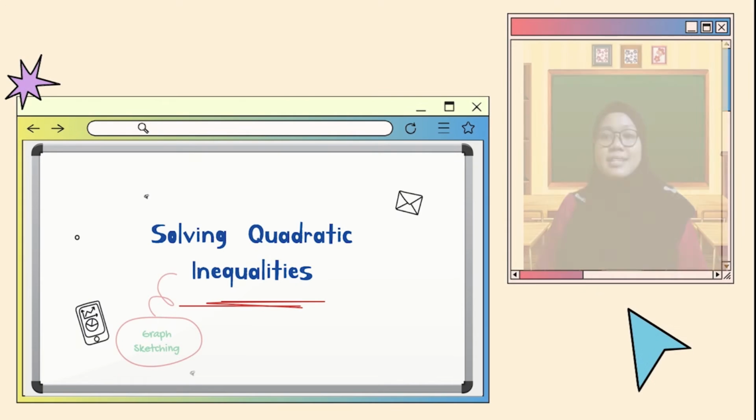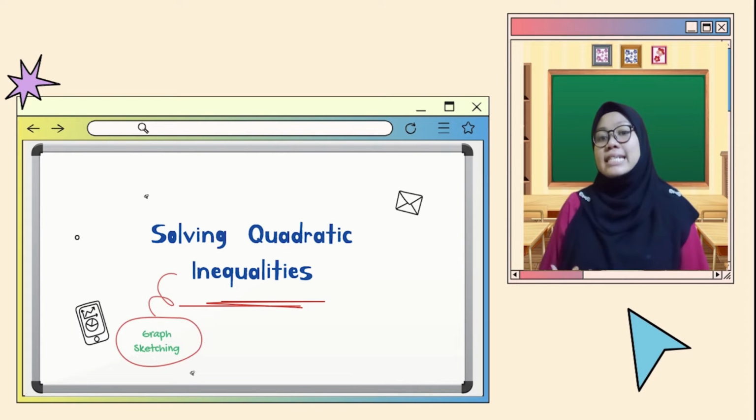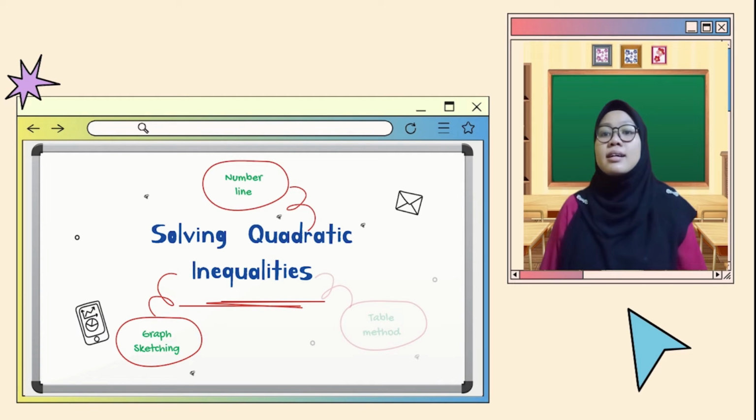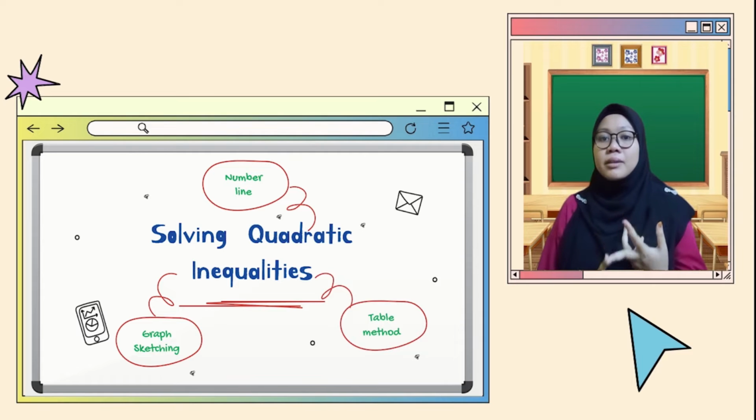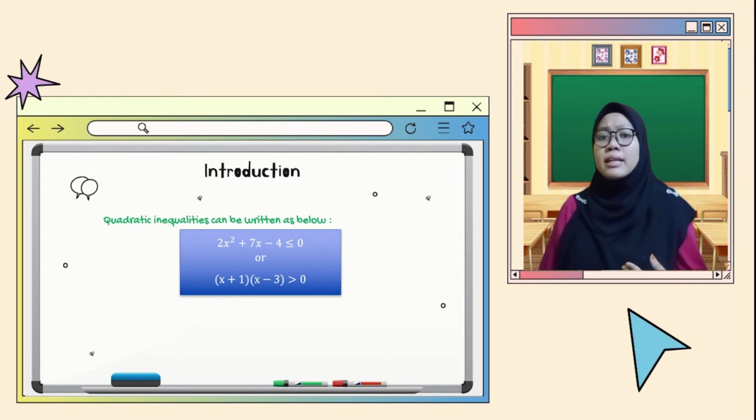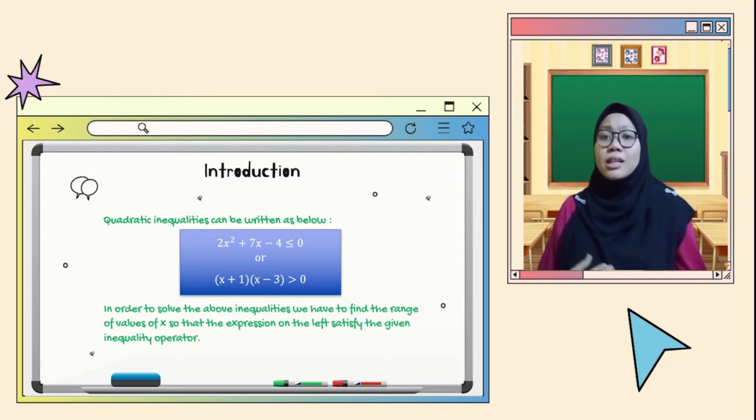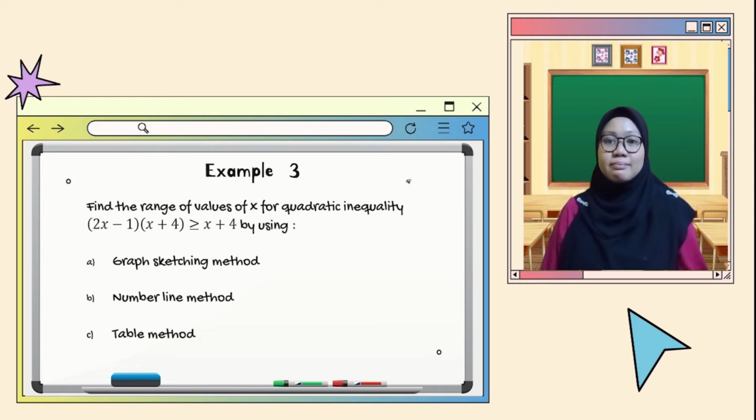Last but not least, the last mini topic that I will teach for my session will be on solving quadratic inequalities by using three methods, which are the sketching graph method, number line method, and table method. Quadratic inequalities are normally written like this. In order to solve the quadratic inequalities, we must find the range of values of x that can satisfy the quadratic inequalities. As usual, let's look at the example for better understanding.